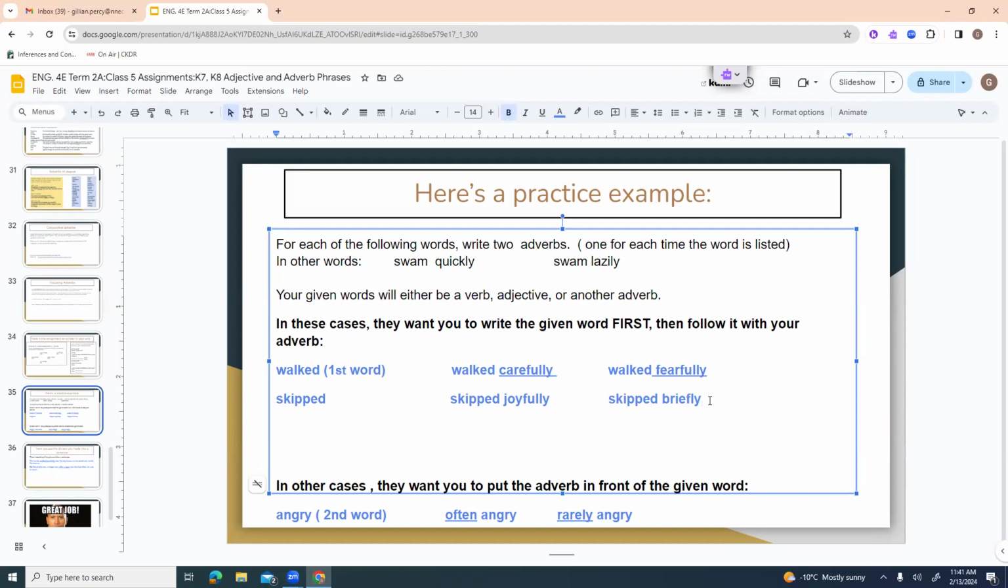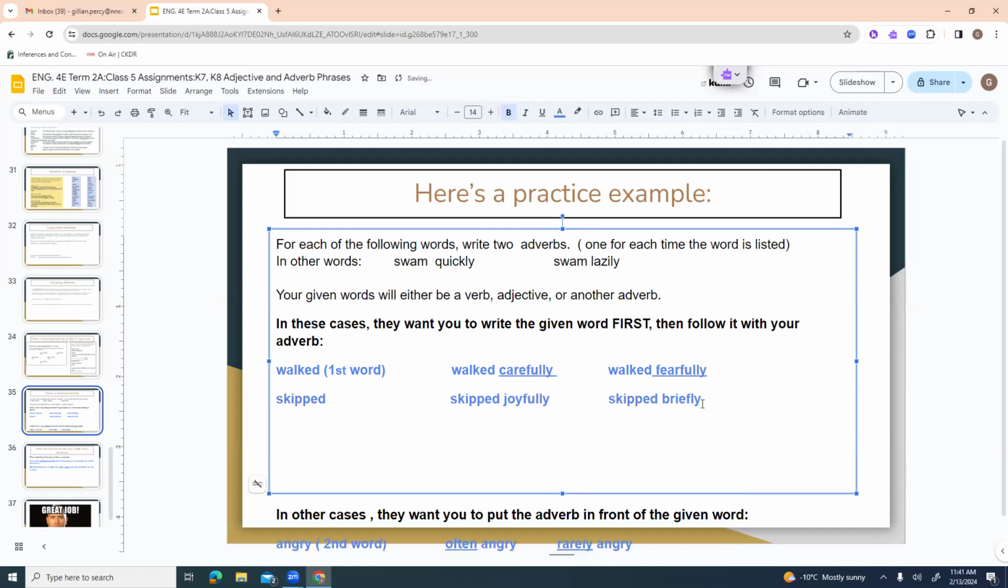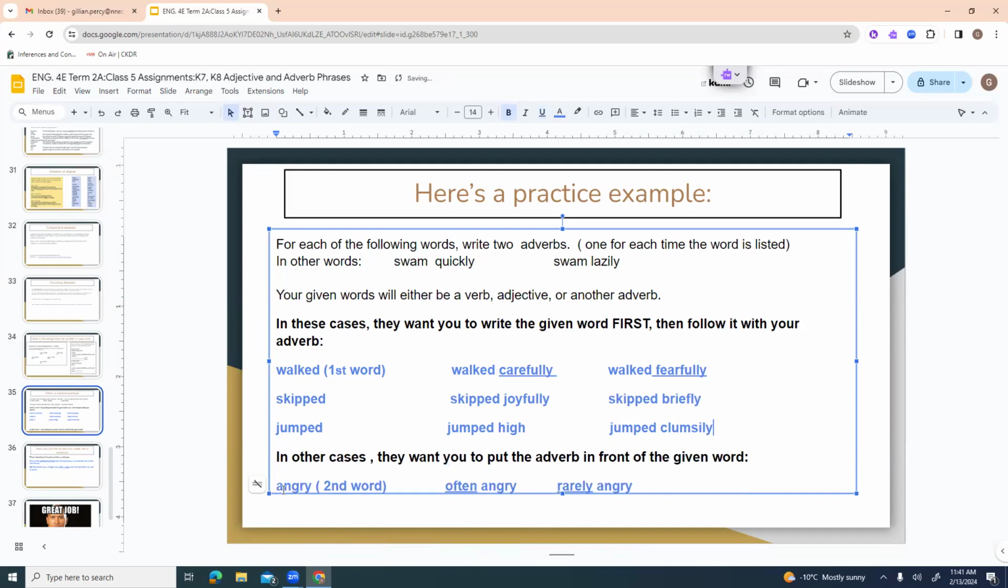Okay, let's try another one like that. Remember that adverbs can be how, where, when, to what extent. So let's say jumped. Okay, so jumped has to come first. Jumped, I could say they jumped high, right? I could also say jumped clumsily, right? That talks about how.